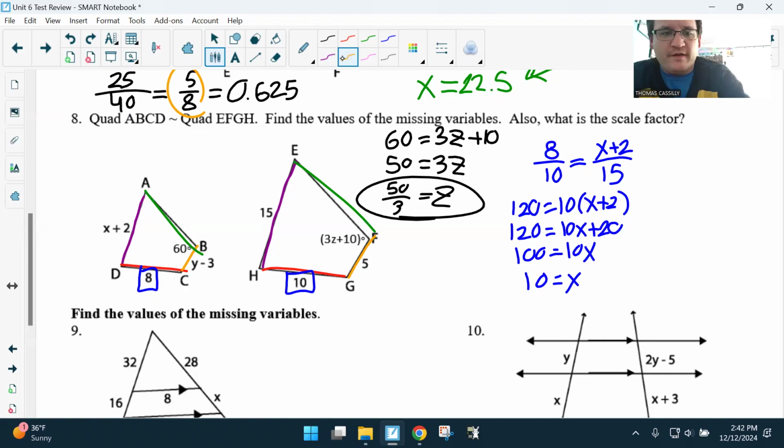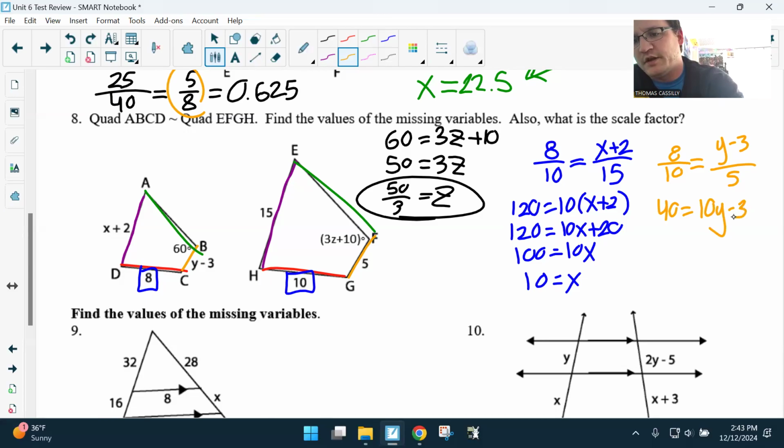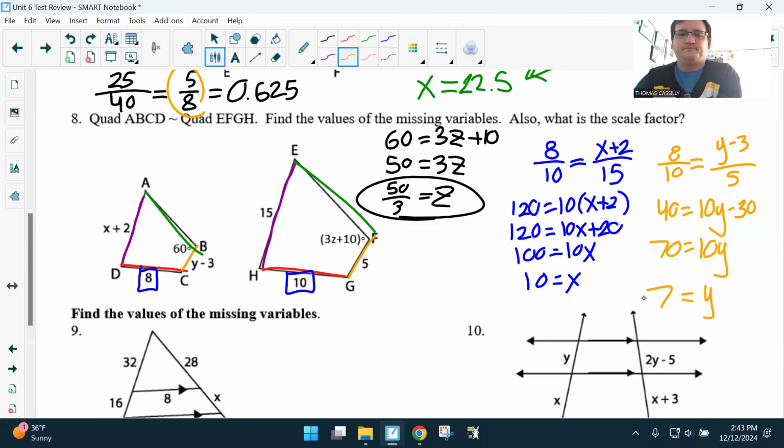I'm going to do the same thing with the y values now. So we have 8 over 10. I'm going to reuse that 8/10 because it's proportional to both of those sides. So I got y minus 3 all over 5 this time. So we have 40 equals, I'm going to skip a step here, 10y minus 30. I'm going to distribute that 10 in, add it over, 70 equals 10y. Therefore, y equals 7. All right, and that one's done.